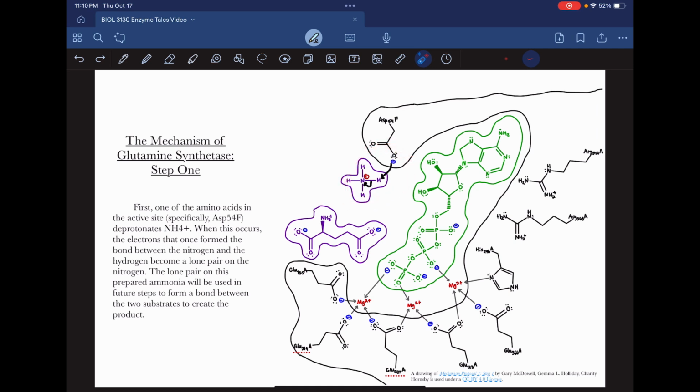the electrons that once formed the bond between the nitrogen and the hydrogen become a lone pair on the nitrogen. The lone pair on this prepared ammonia will be used in future steps to form a bond between the 2 substrates to create the product.